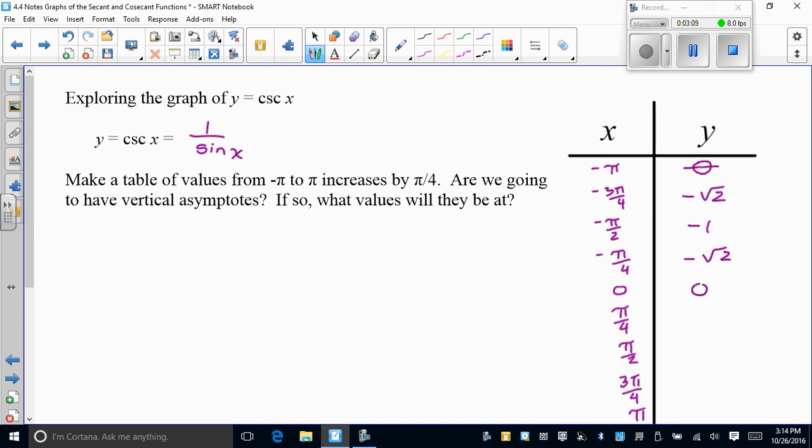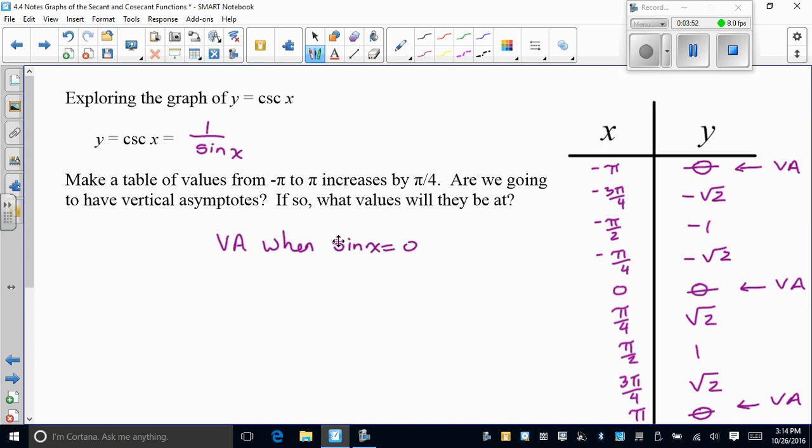At pi over 4, sine is radical 2 over 2, so we get just radical 2. At pi over 2, sine is 1. 3 pi over 4 is radical 2 over 2, so just radical 2, and then undefined. So on this one, our vertical asymptotes, again, are going to happen where sine equals 0. So vertical asymptote is when sine of x equals 0, because that makes cosecant undefined.